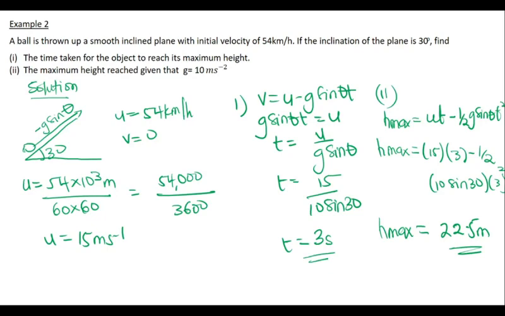So this is the only difference between motion on an inclined plane and motion freely under gravity. Instead of just using the gravity, you use the gravity times sine of the angle that the inclined plane makes with the horizontal to solve your problem.